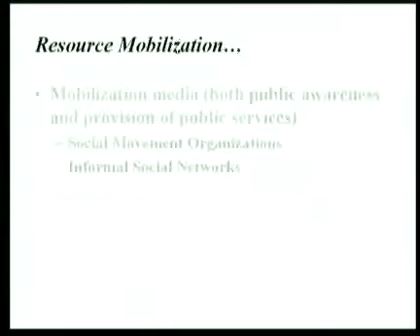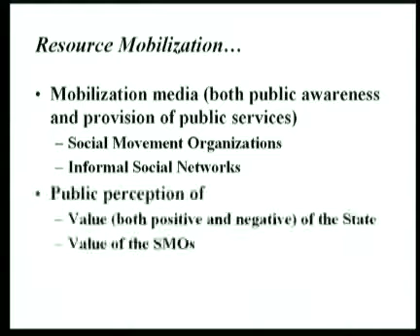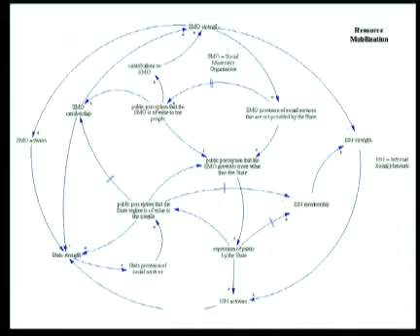Social movement theory dimensions, again, the last one is resource mobilization, and it involves the mobilization media. There are social movement organizations. There are also informal social networks. There's a public perception of the value, both positive and negative, of the state and the value of the social movement organization. Come up with a systemic characterization influence diagram associated with that. You can see, again, not unique, but one representation. A few more time delays in this one as well. So that's a start for you for the systemic characterization, the modeling, if you will.